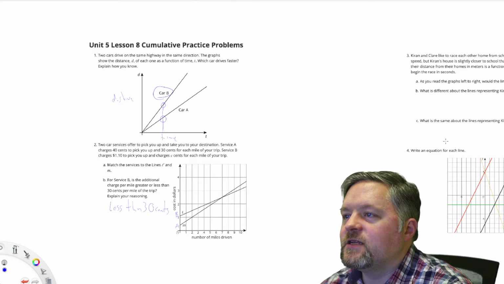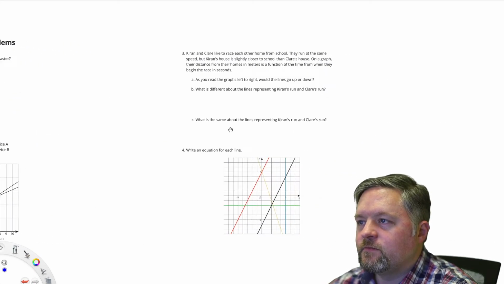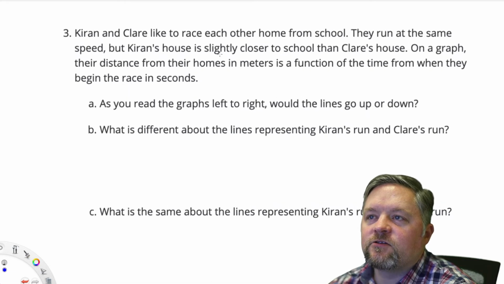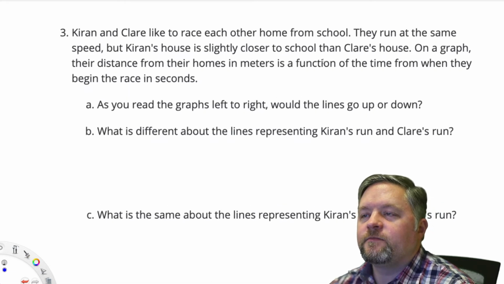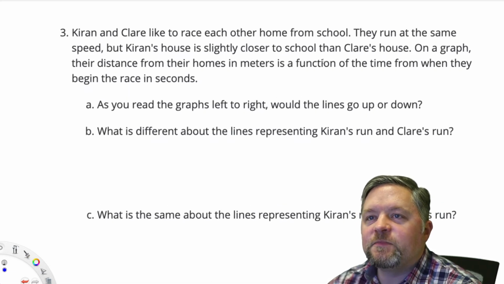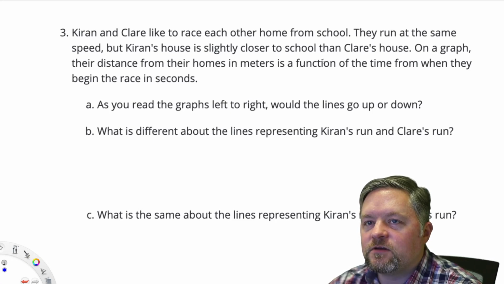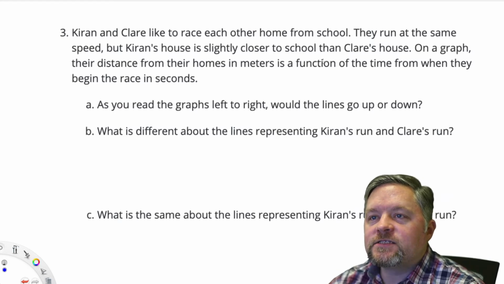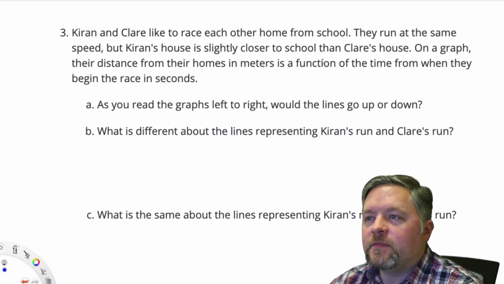Okay, what's next? Kieran and Claire like to race each other home from school. They run at the same speed, but Kieran's house is slightly closer to school than Claire's house. On a graph, their distance from home in meters is a function of the time when they begin the race in seconds.